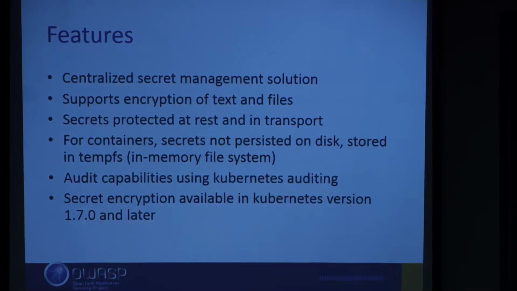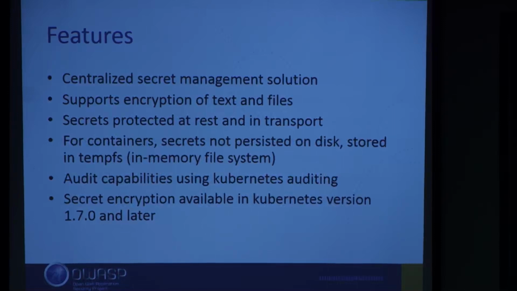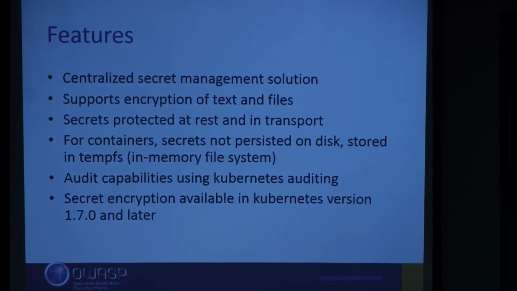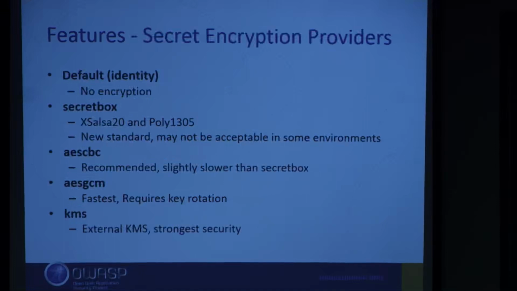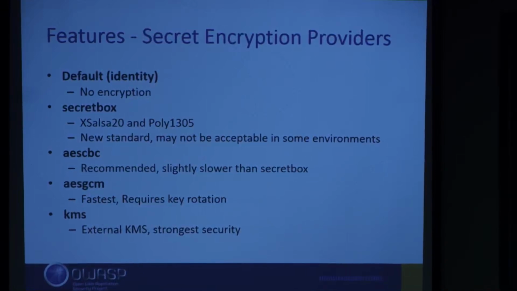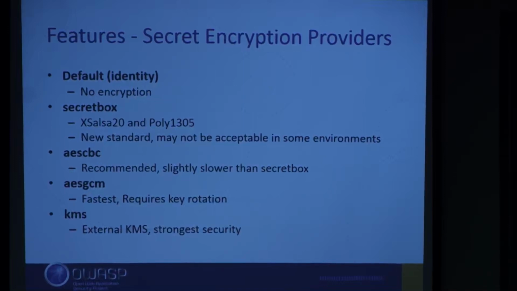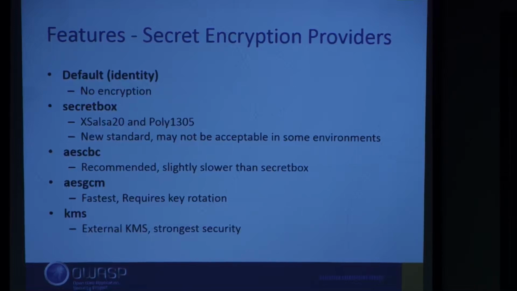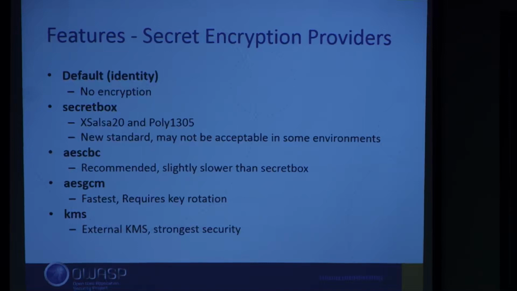One thing to keep in mind is that by default there's no encryption. The word secrets has been around from the beginning, before encryption, and back then it was just base64 encoded, there was no encryption. So we need to be aware that you have to use version 1.7 or later. Again, by default, there's no encryption, so you need to be aware of that. It's only base64 encoding, and Kubernetes provides some cipher mechanisms. Secretbox is fast, so speed-wise it's good, but it's a new standard and may not be acceptable in some environments, especially if you have compliance requirements.